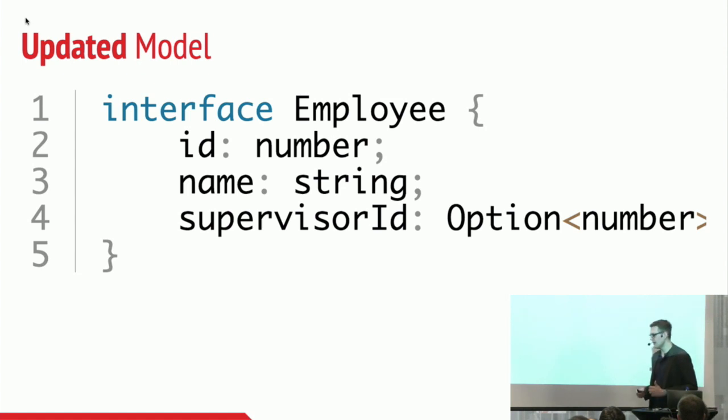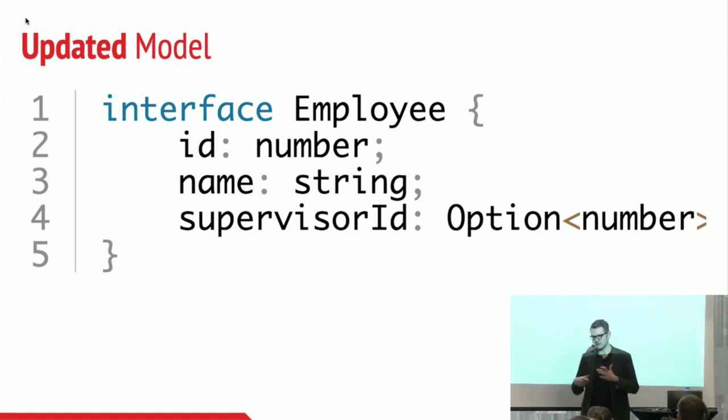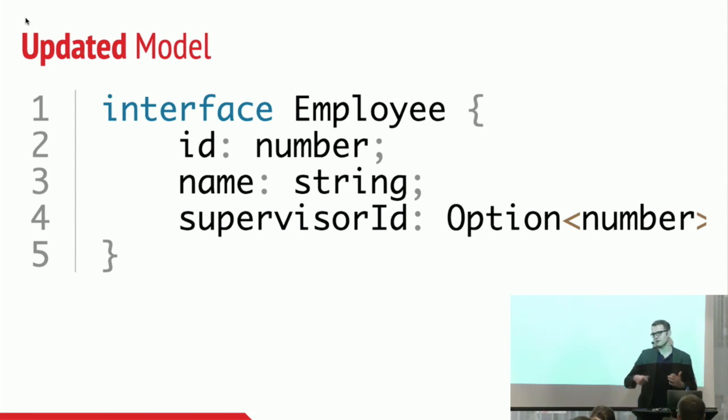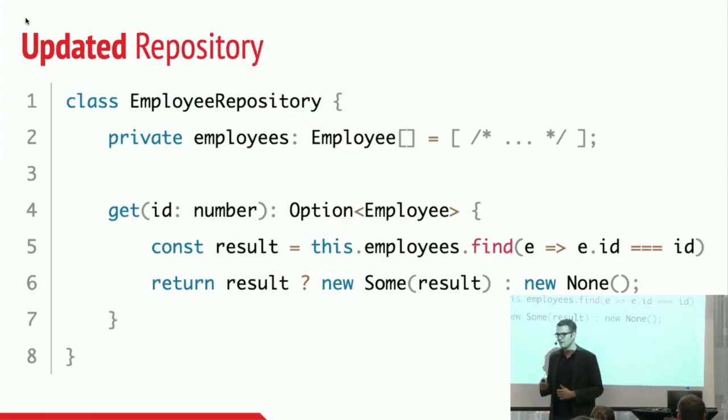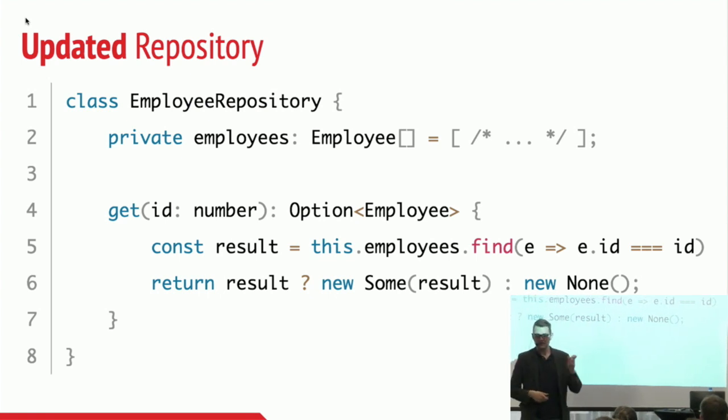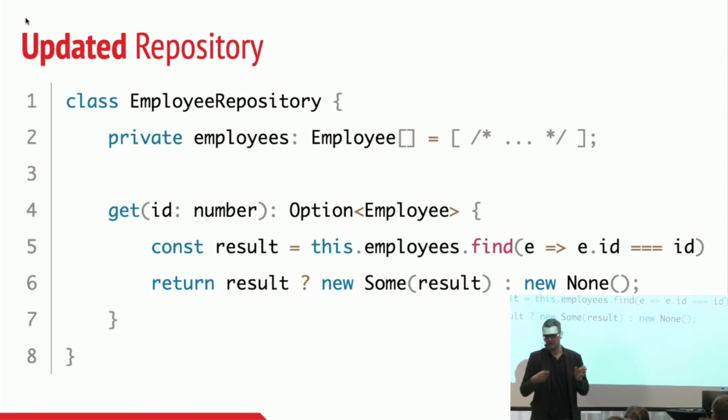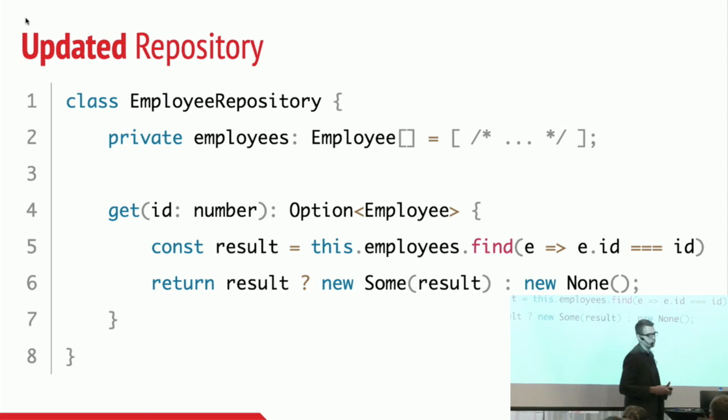So now, having this type, we can change our classes, our functions slightly. In the employee interface, we now explicitly can say that supervisor ID is optional, right? Before we used the question mark in TypeScript, now we change it to Option of number. It's no longer a number, it's Option of number, because the employee can have a supervisor, or it can have no supervisor. Then we can also update the repository, because the get method can return a proper result, or it can return an empty result if we give it a bad ID, an ID that doesn't exist in this repository.